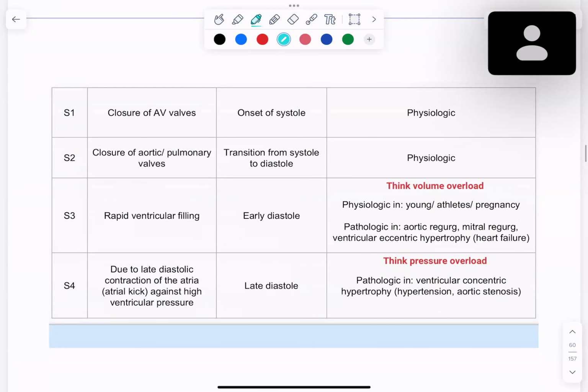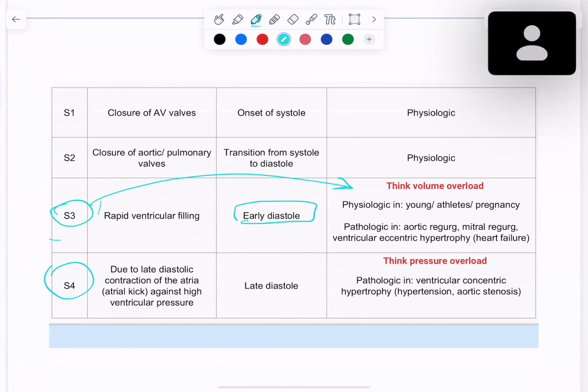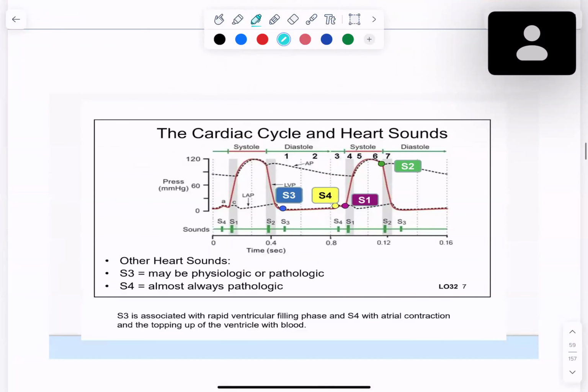So here is a table that I put for you guys so that you can review all of the murmurs. And what I want you to focus on is S3 and S4. S3 is always associated with volume overload. When you have a lot of volume and this volume is hitting the ventricle, you get the murmur of S3. And this is usually an early diastole, so you will find it here.